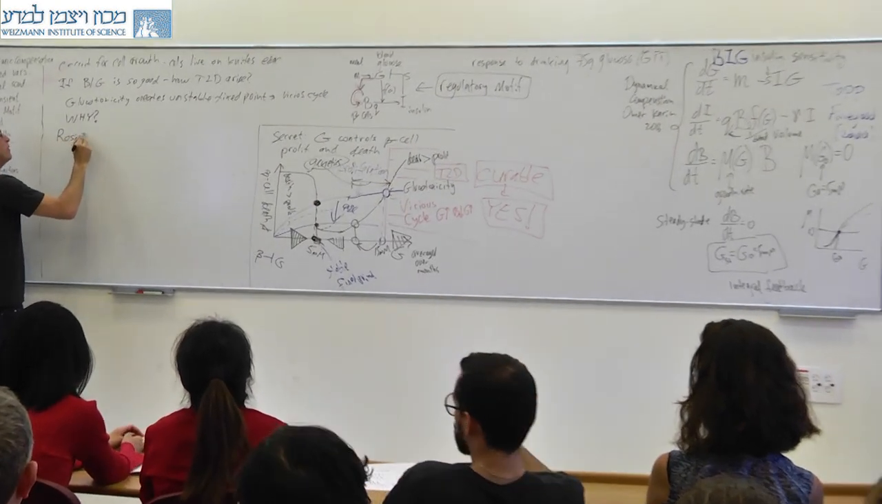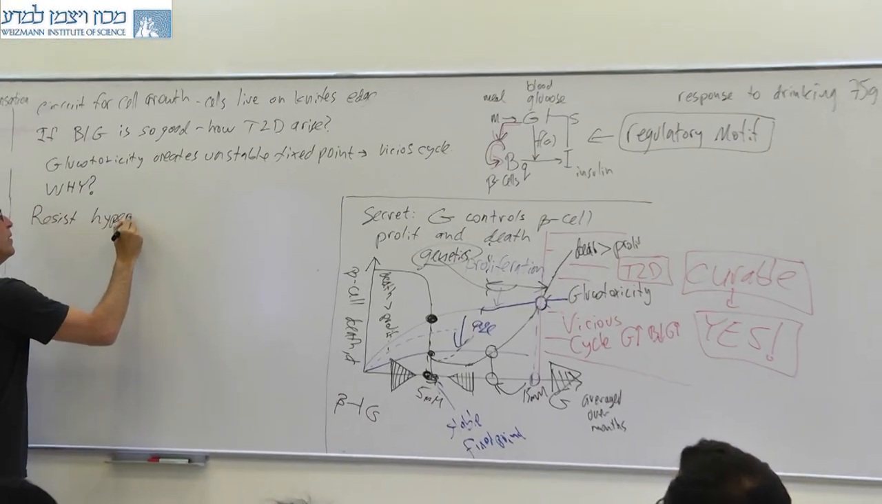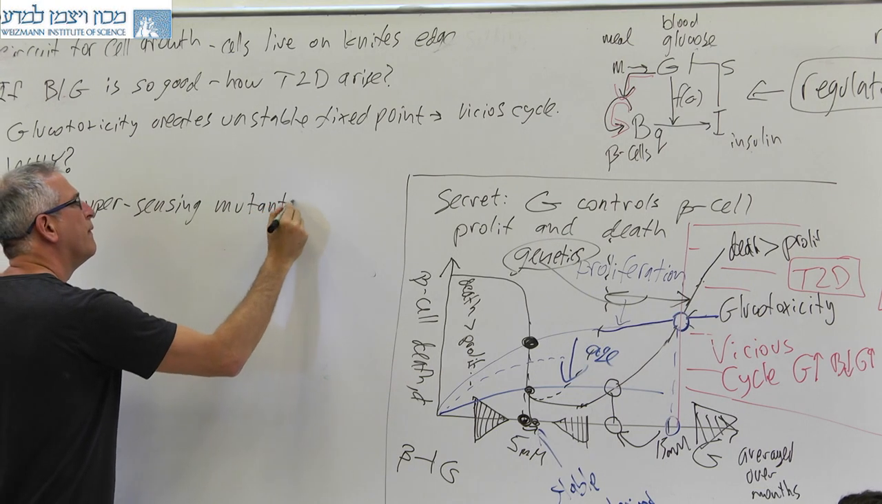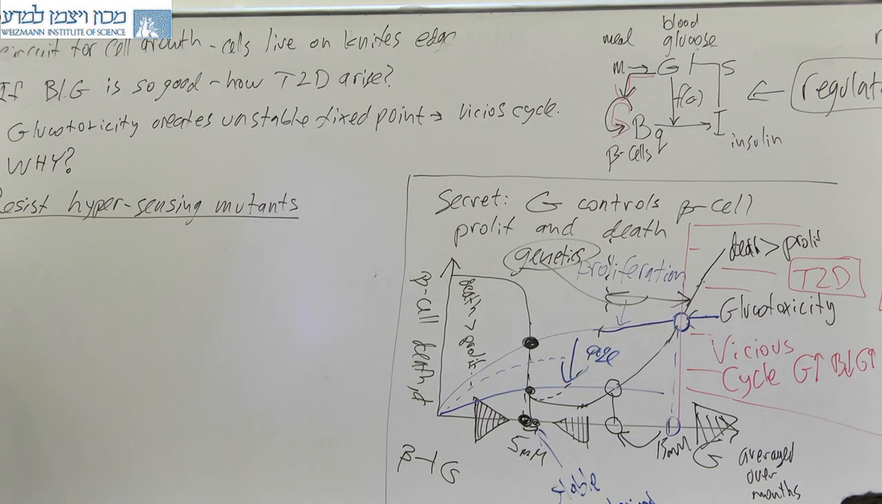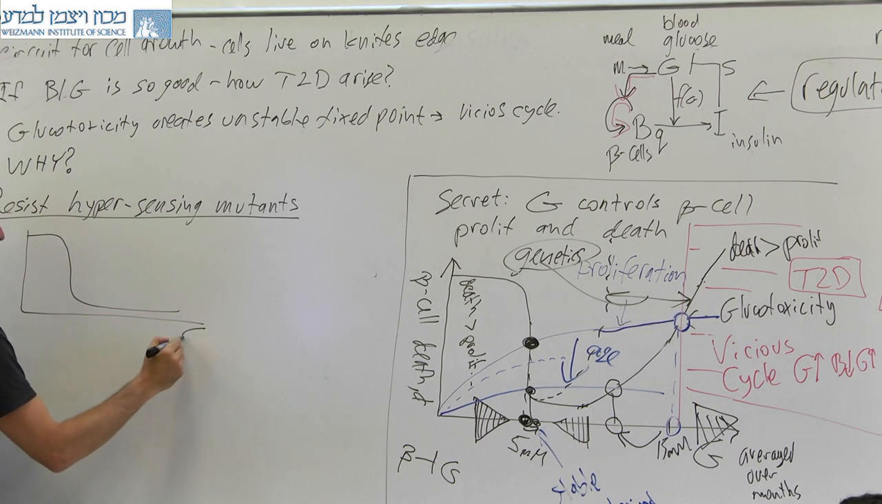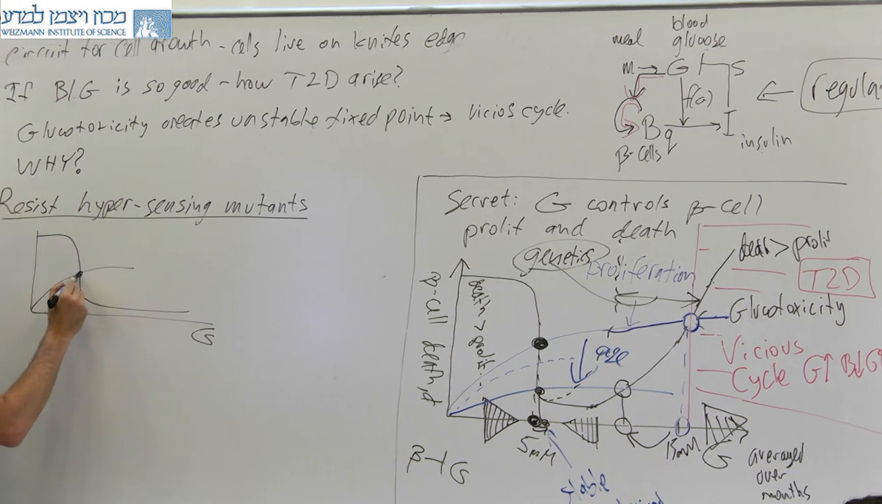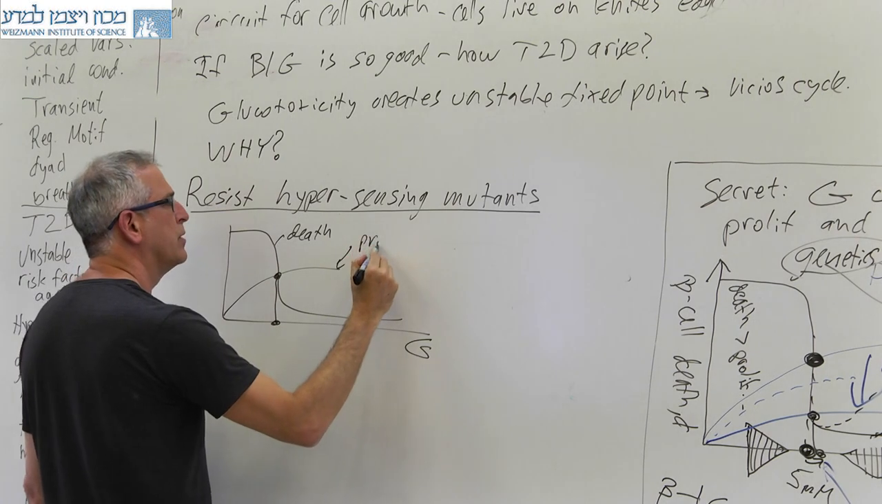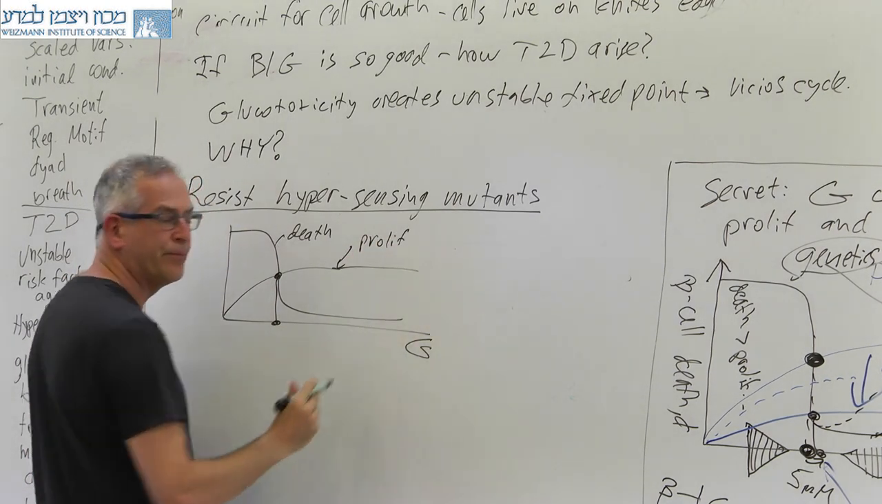Hypersensing mutants. So I'm going to explain like this. Glucose, death, proliferation. Let's imagine that we didn't have glucose toxicity.